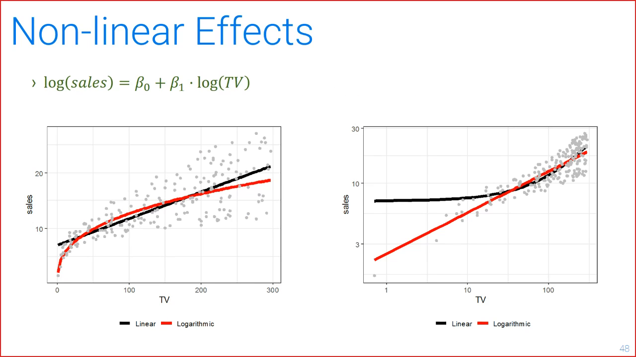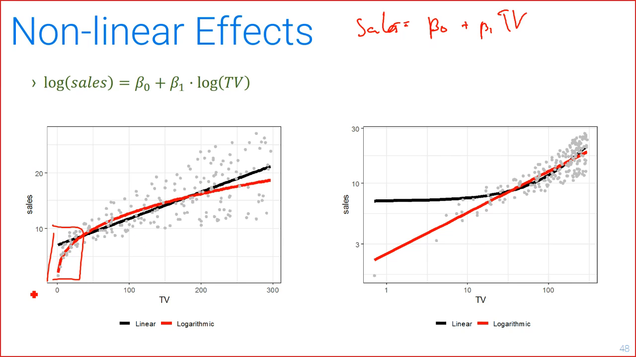So why is this useful? It's useful, for example, in the case of the relationship between sales and TV. Here in black, we have the linear model, just sales equals beta 0 plus beta 1 TV. Just a line. And we saw that it had problems, especially around here.